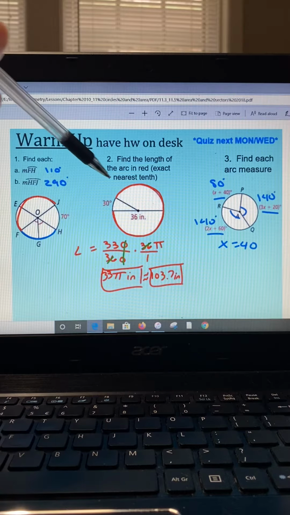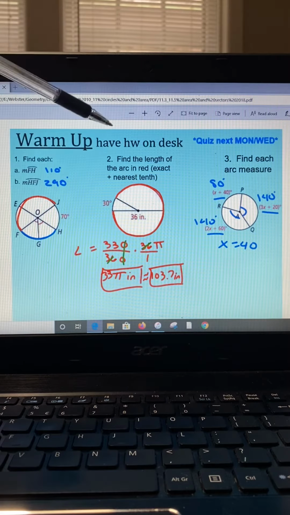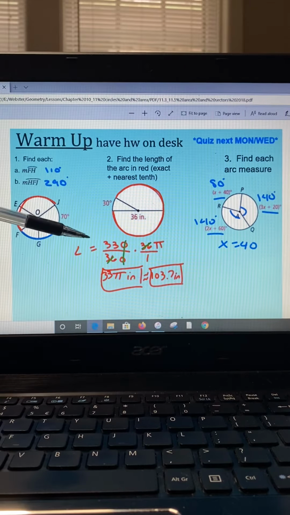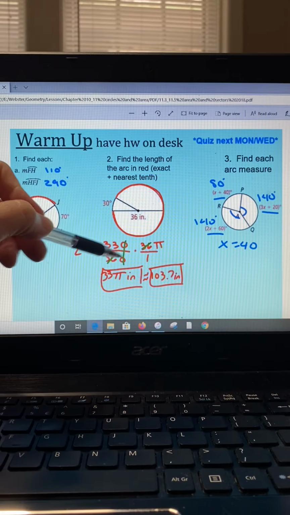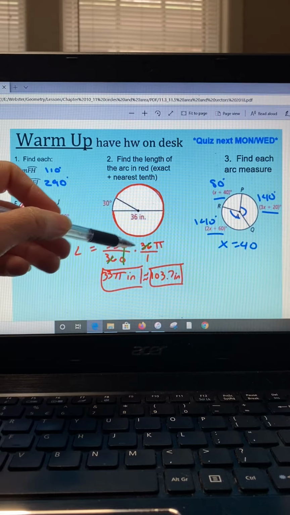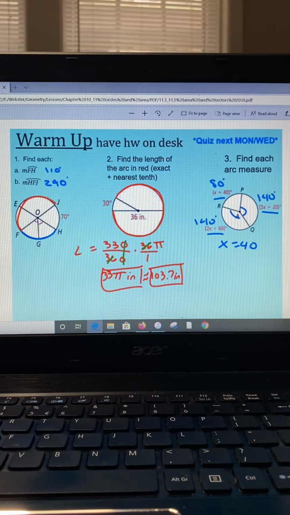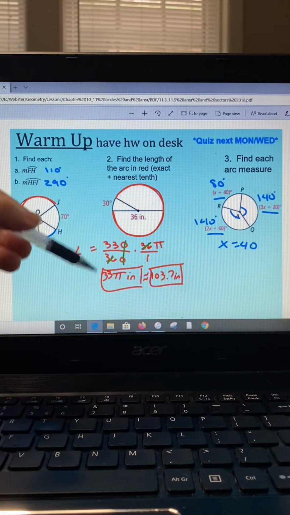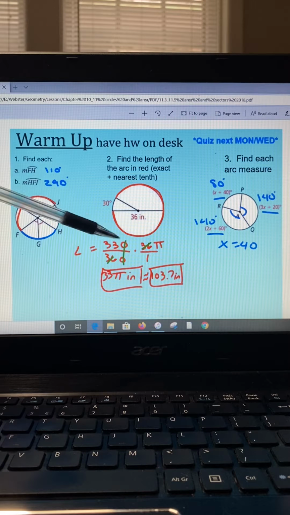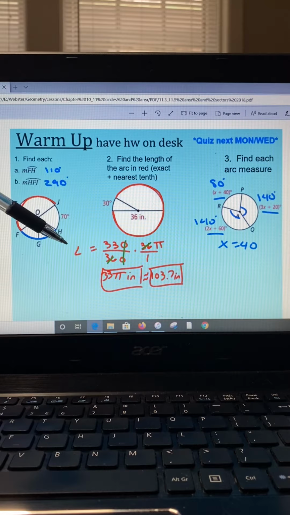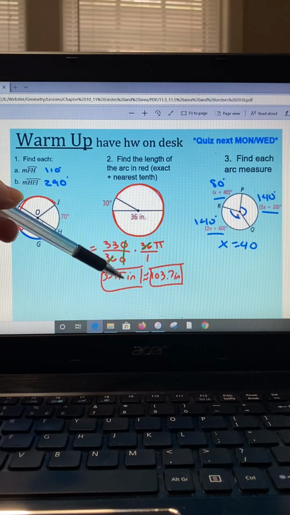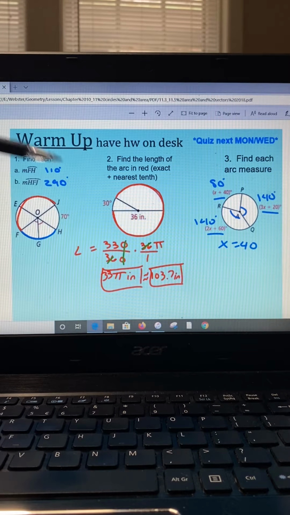On number 2, this is again going to be a major arc. When I say find the length, that's the formula where you take the measure of the arc, in this case 330, divide that by 360, and that's a fraction of the circumference. Then multiply it by the circumference, which, just a reminder, is 2 pi r, or pi times diameter, and simplify where you can. I said exact and nearest tenth. When you reduce, as we talked about last week or 2 weeks ago, it becomes exactly 33 pi inches, or approximately 103.7 inches.